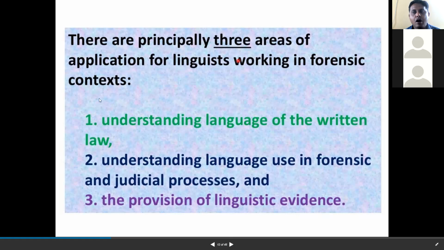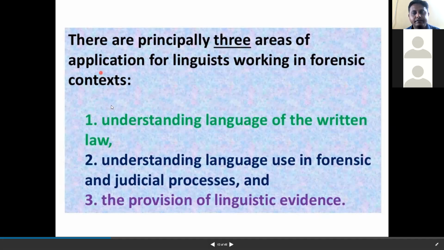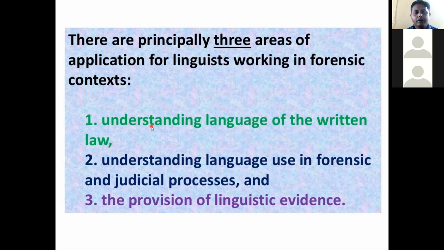There are principally three areas of application for linguistics working in a forensic context. First is understanding the language of the written law. If you read a book on law, what would happen? It is quite difficult to understand. So forensic linguistics does what? It tries to present the law in the form of language. आता सांगितल्याप्रमाणे एखादा नवीन कायदा बनवायचा असेल तर त्याला भाषेच्या रूपात मांडावं लागेल. सायबर लॉ आहे त्या पद्धतीने तिथे आपल्याला फॉरेन्सिक लिंग्विस्टिक्स मदत करते.